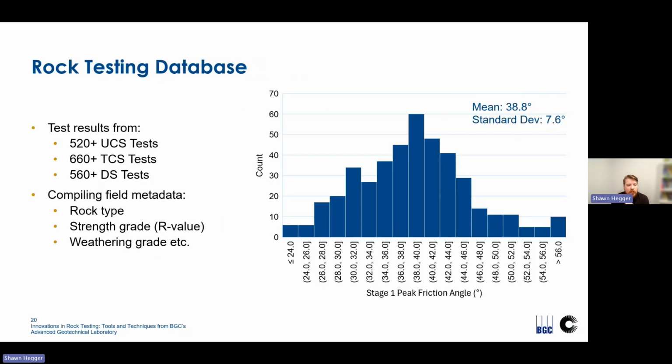Finally, we've managed to merge all of our rock testing report results into one database separated by test type. This includes over 500 UCS, 600 TCS, and 500 direct shear results. We're also in the process of compiling and tagging all the metadata that's associated with each of these samples that may not have been provided to the lab when we were testing, things like rock type, strength grade, weathering grade. This database has already been useful for some of the topics I've already mentioned. And having all this data in one place has so far been very powerful for finding distributions and correlations across a wide set of data. We're also hoping to leverage it for data-driven strength and behavior prediction, possibly through machine learning techniques.